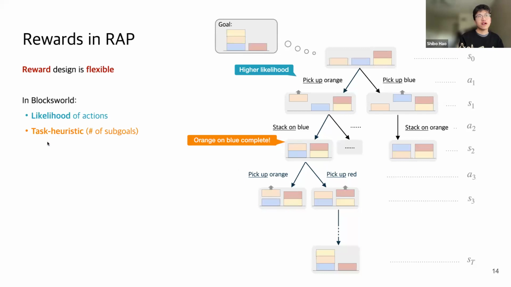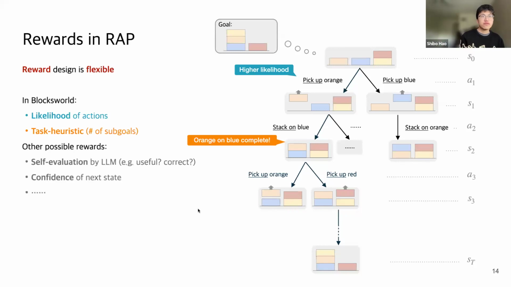Then we can also have another reward, which is task specific. In this one, we have the goal state, and we can match the current state with the goal state and see how many subgoals are satisfied. Maybe here in this state, the orange one is on the blue one, so this partly aligns with the goal state, so we can assign it some partial rewards.